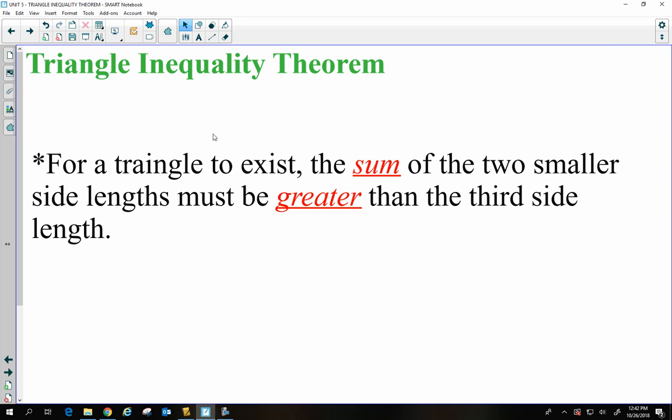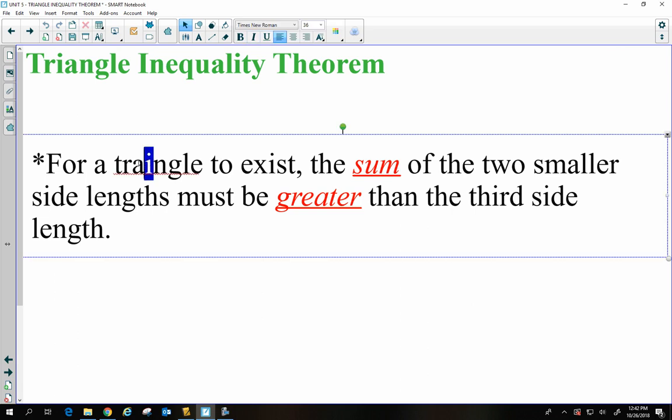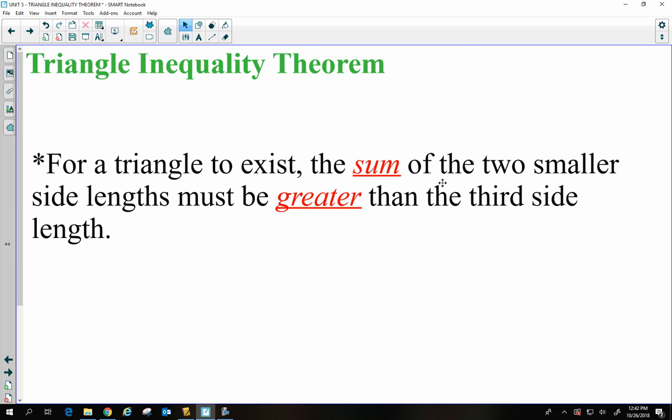But the triangle inequality theorem says that in order for a triangle to exist, the sum, that means if you add the two smaller sides together, must be bigger or greater than the third side length. So let's see that in practice.